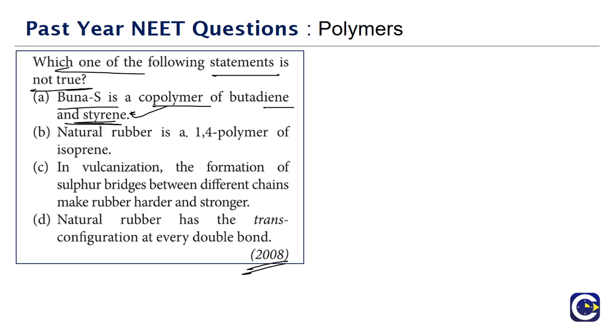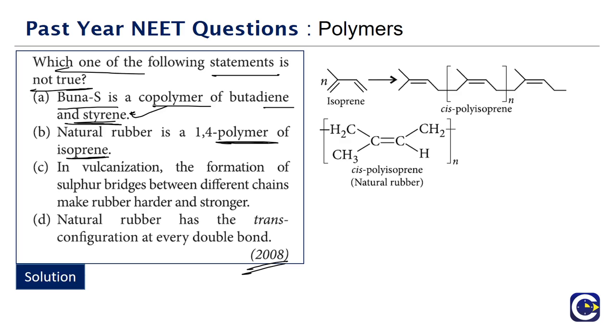Option B is saying what? Natural rubber is a 1,4 polymer of isoprene. Okay. So natural rubber, right? What is it? It's a polymer of 1,4 isoprene. So that is also correct. So isoprene, we can see that we'll have the repeating units of isoprene that will form a polyisoprene. It will be a cis form. So cis 1,4 isoprene. So that is what is the natural rubber that is obtained from the latex of the rubber tree.